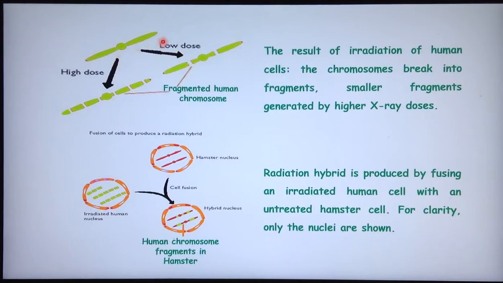So here we can see this is a human chromosome. It was irradiated with a high dose of X-ray and a low dose of X-ray. So the fragmentation pattern will differ when we use high and low dose. So this becomes a fragmented human chromosome, and then it is fused with a hamster nucleus. The hamster nucleus retains the complete chromosomes of hamster, but takes up some of the DNA from human. So these fragmented DNA are put into the hamster nucleus. These are referred to as hybrid nucleus. So human chromosome fragments are represented in hamster.